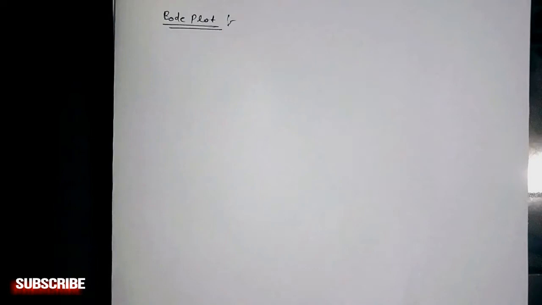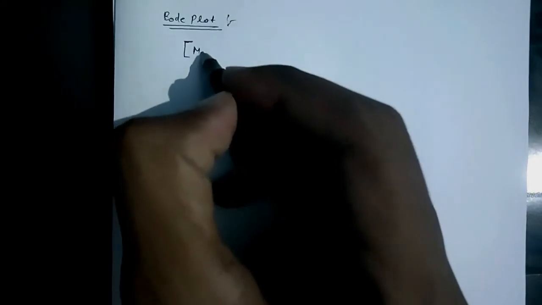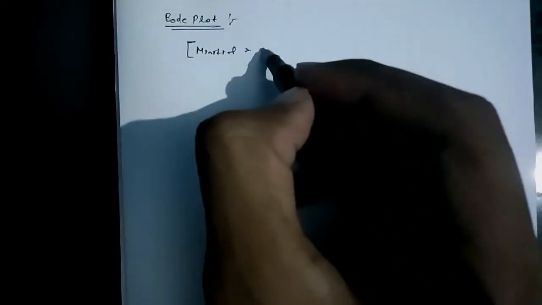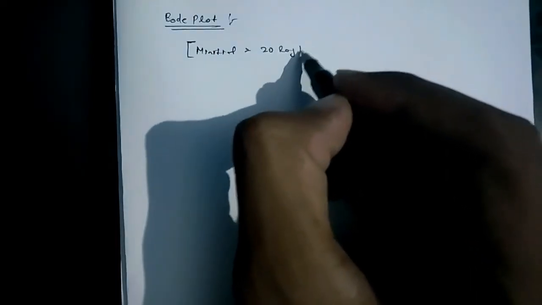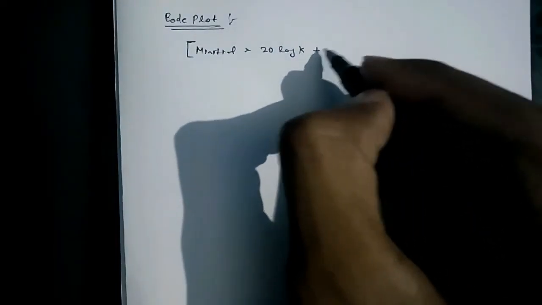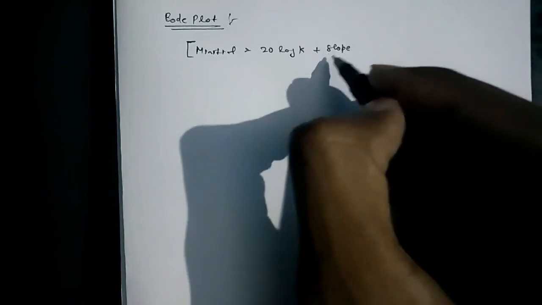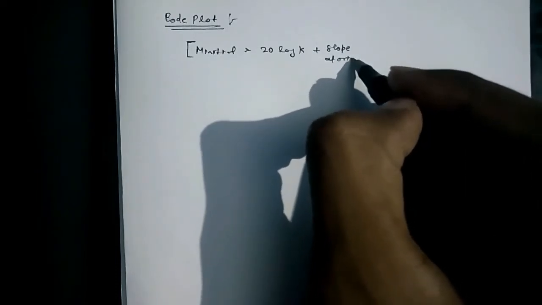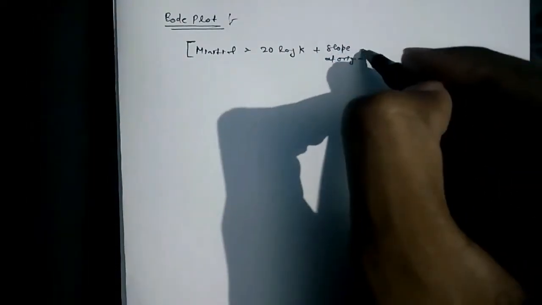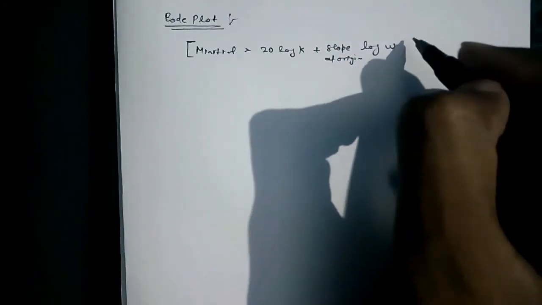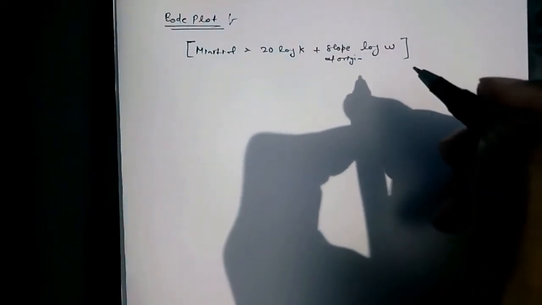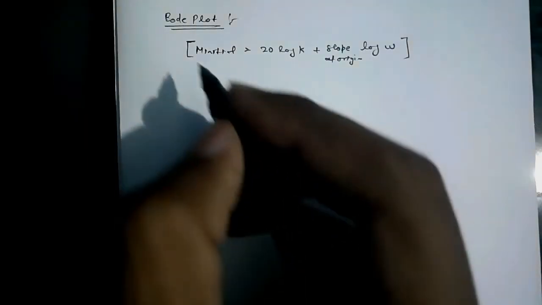We will discuss some easy steps to draw the Bode plot. The only formula we need to draw the Bode plot is: magnitude initial is equal to 20 log k plus slope at origin into log omega. So this is the only formula we need, guys. Let's start with the question.